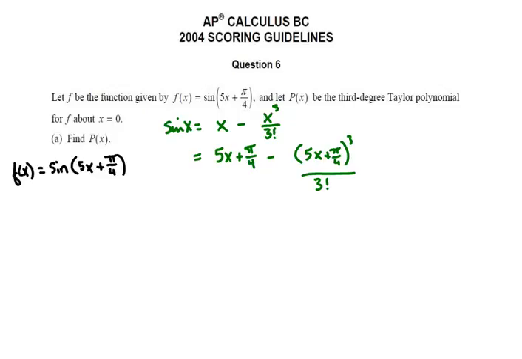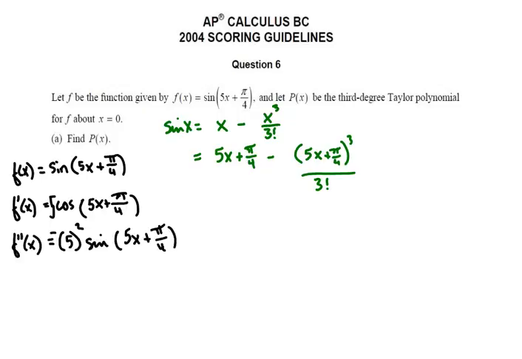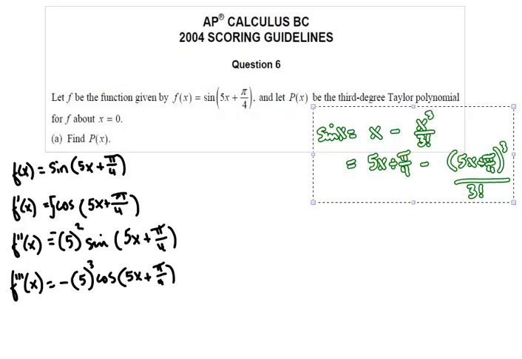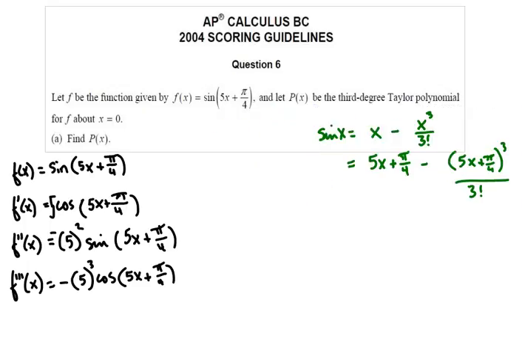So the original function is sine of 5x plus pi over 4. The first derivative would be 5 times cosine 5x plus pi over 4. The second derivative would be negative 5 squared sine of 5x plus pi over 4. And the third derivative would be negative still, 5 cubed cosine 5x plus pi over 4. And I'm just going to move the stuff that we wrote before out of the way so that I can evaluate each of those at 0.